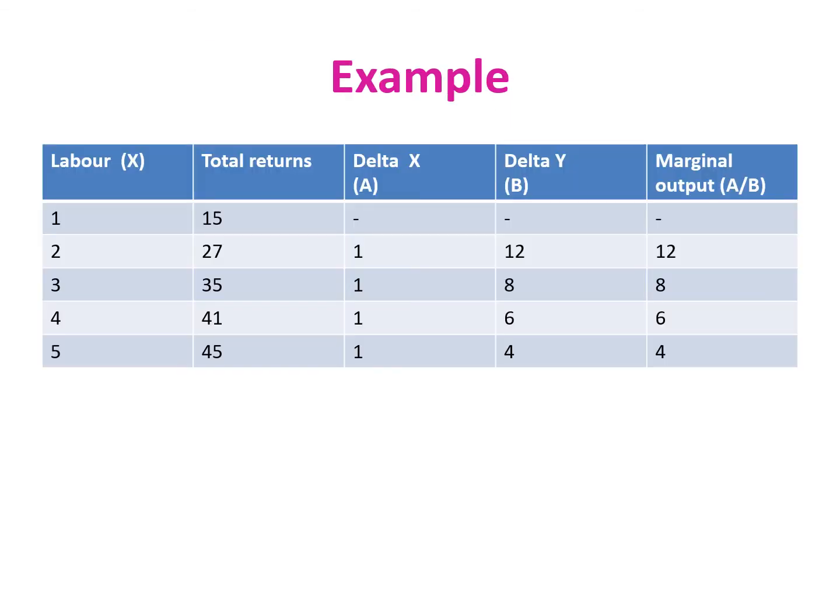returns. As per the statement, it is evident from the table that the first unit gives you 15 units, second unit gives you 12 units, third unit adds 8 units, fourth one is adding 6 units, and fifth one is adding 4 units in the production process.